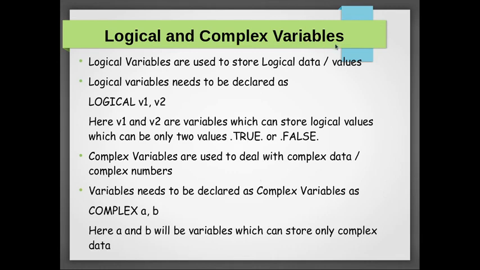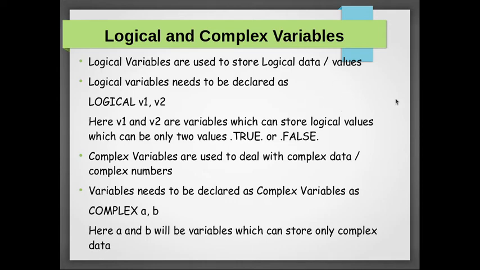Logical and complex variables. So what are logical and complex variables? Logical variables are used to store logical data or values. We talked about logical constants. Logical constants can be of two types, true and false. Any logical evaluation, whether A is greater than B, can be either true if it is greater or false if less. So a logical value can be only of two types, true and false.